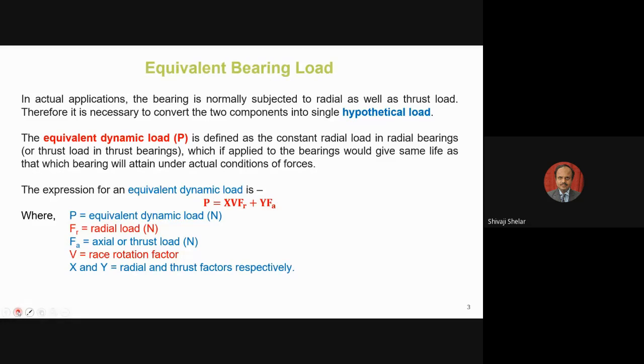If it is purely radial load, then the equivalent load is itself the radial load. If it is purely axial load acting on that bearing, then the equivalent load is only the axial load. But in most, 95% of cases, you will experience radial as well as axial load. So in actual applications, the bearing is normally subjected to radial as well as axial load.